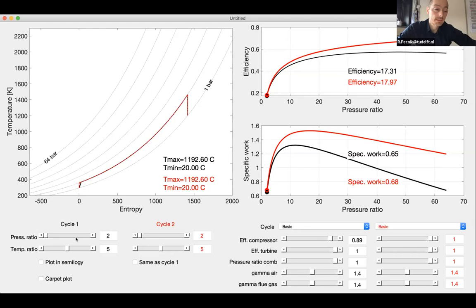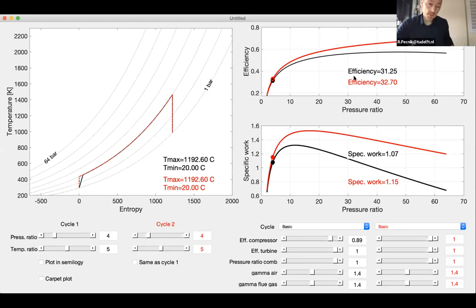Wait a second. Where is it now? You see here. So I have a compressor for the red cycle of 100%, and for the black cycle is almost 90%. And you can see that the efficiency here is not so much different. Okay, so this is a tool that you can download and play around.